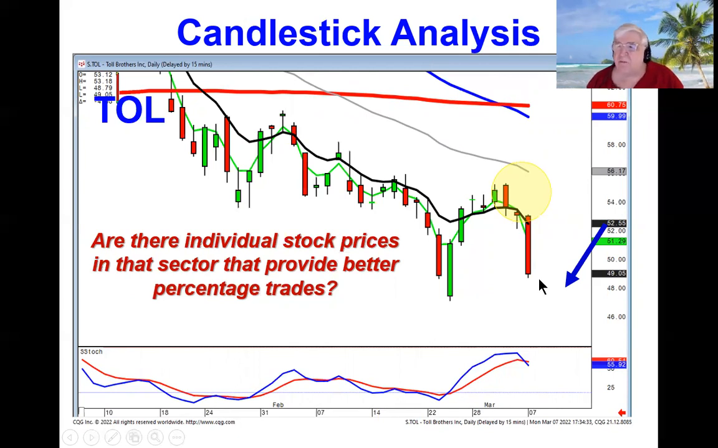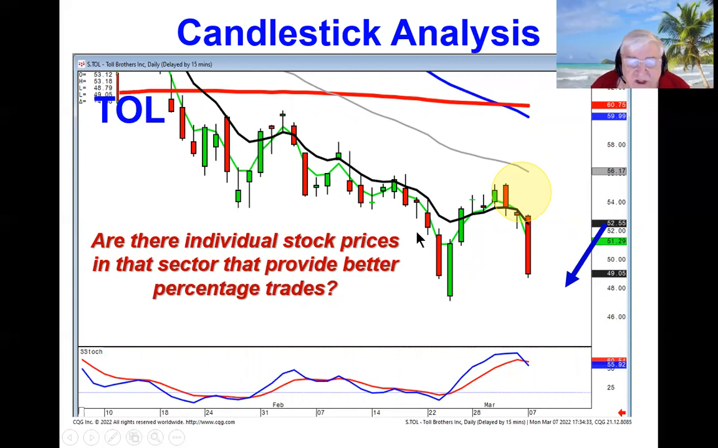This again puts all the probabilities in your favor that you're in the strongest trades. Just using simple analysis, what's the ETF telling us? And can we find even better trades in individual stocks if that ETF is going down?